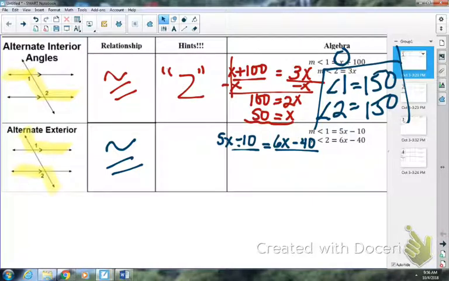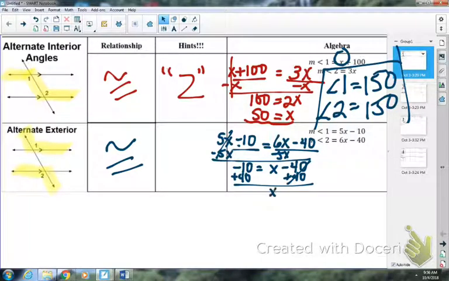Now we're at the point where we're just using our algebra skills to solve for x. To do this one, we would probably subtract 5x from each side. So we're going to have negative 10 equals 6x minus 5x, which is just x, and then I have a minus 40 left on that side. To continue solving for x, I would add 40 to both sides. So what is negative 10 plus 40? 30. So if I was asked to just find x, x would be 30.